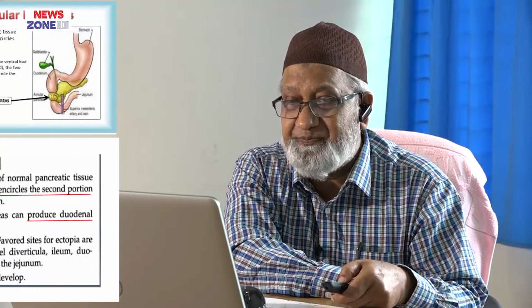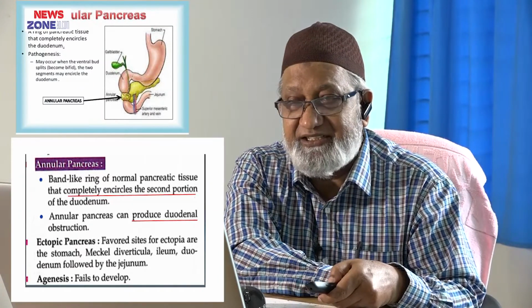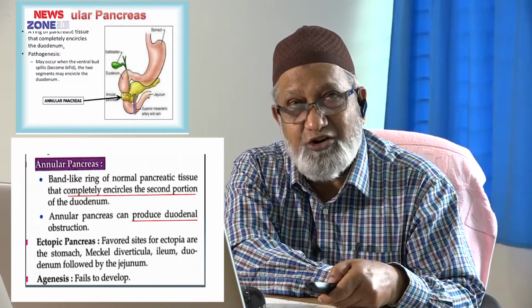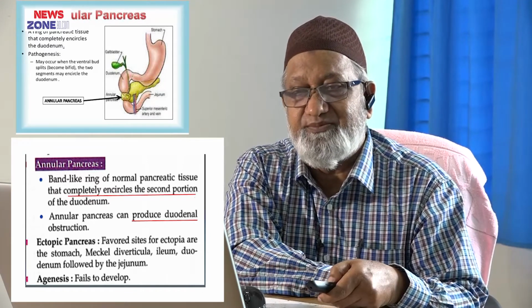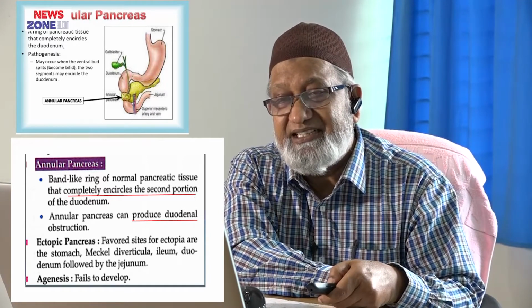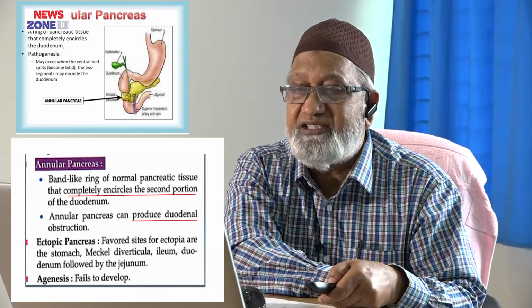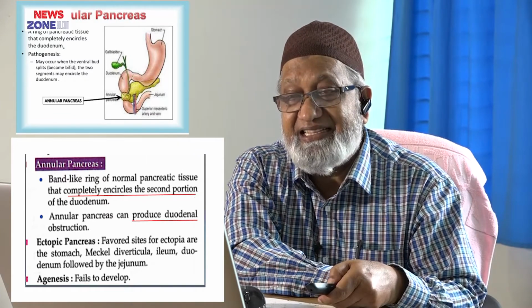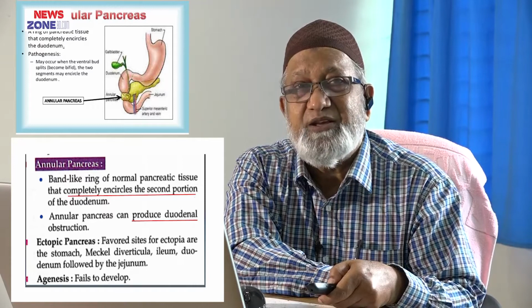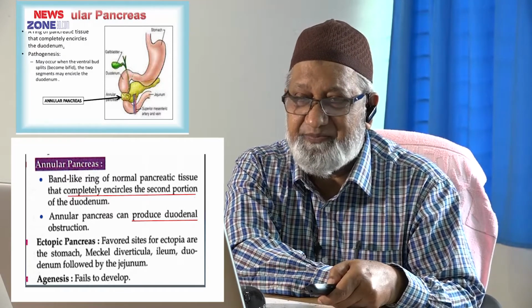And then what happens in annular pancreas? A band-like ring of normal pancreatic tissue completely encircles the second part of the duodenum. This annular pancreas can produce duodenal obstruction, and the obstruction causes clinical problems, the main one being vomiting.